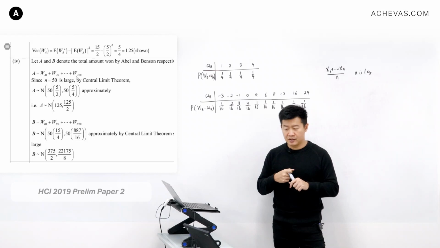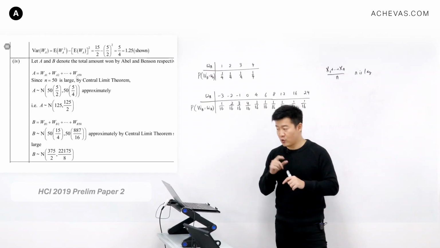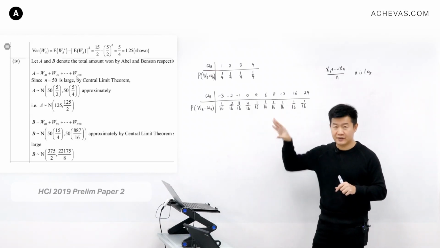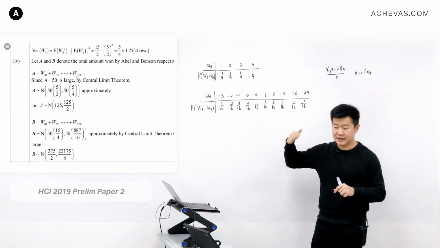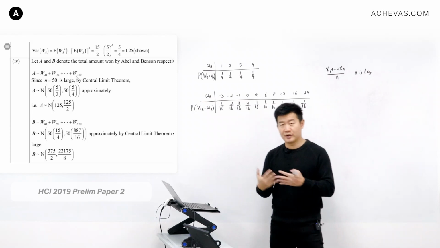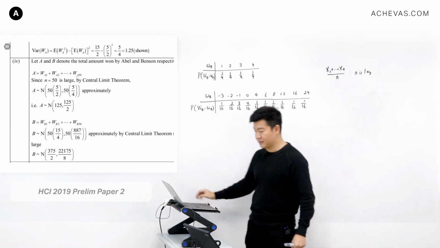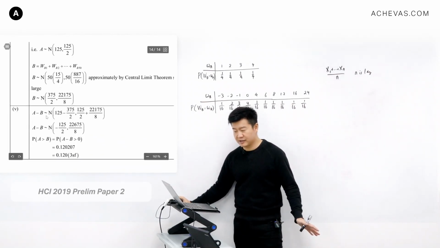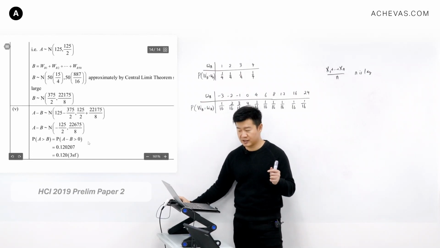Okay, because even for Hua Chong, they don't talk about this, at least for that year, I know. But these still appear in the exam. So please take note, okay? Your school need not talk about this in order for this part to appear in the exam. And the last part is very simple. It's just A minus B, form another distribution, then calculate for it by pressing into the calculator. There's nothing much to this.